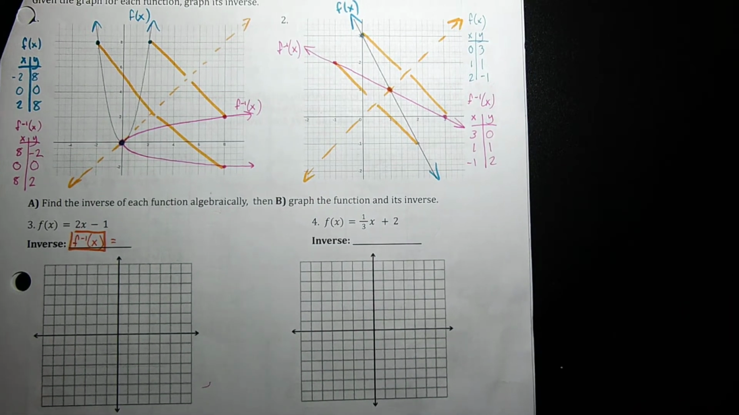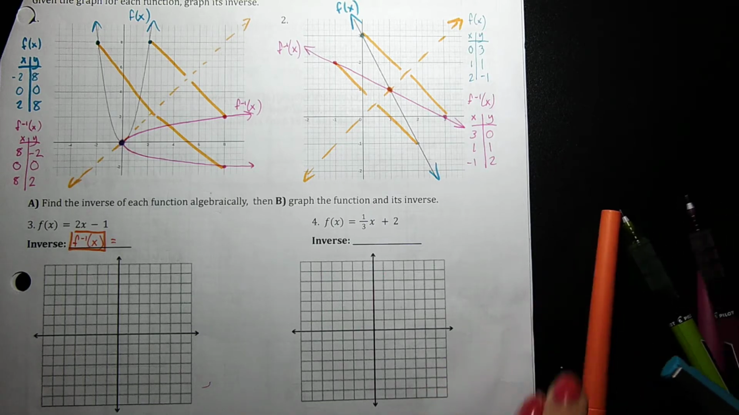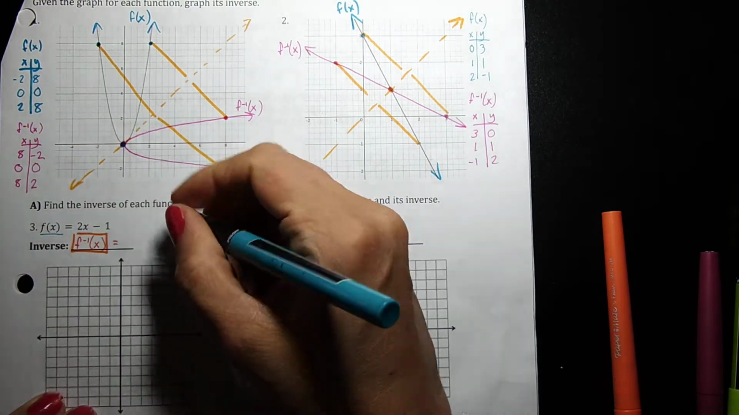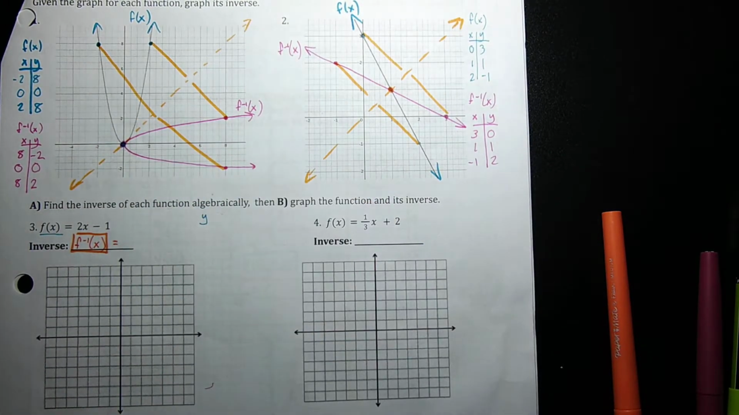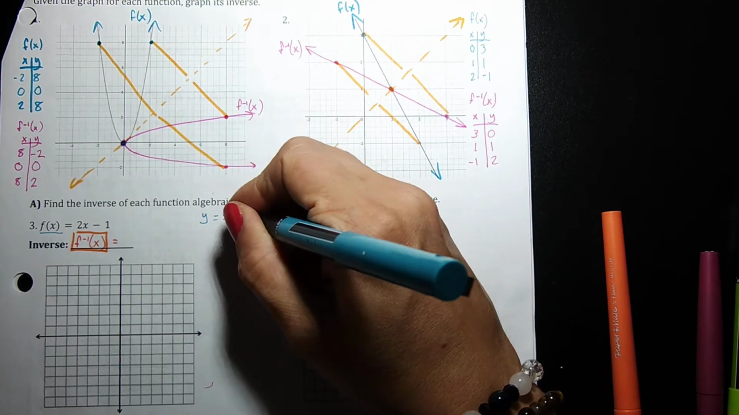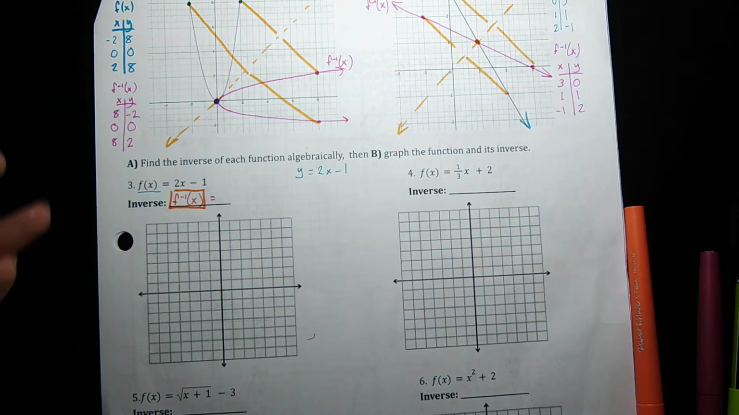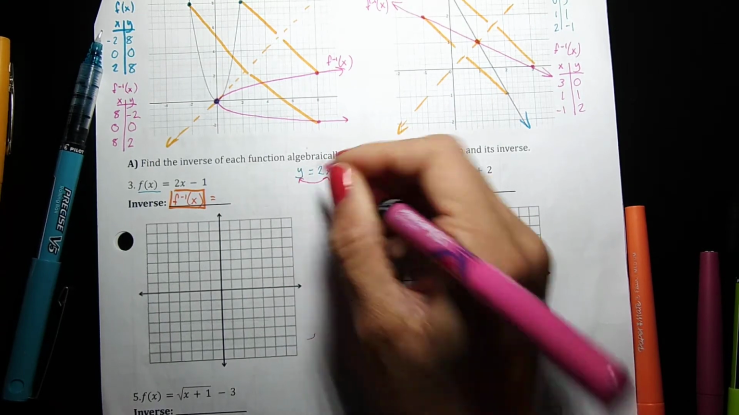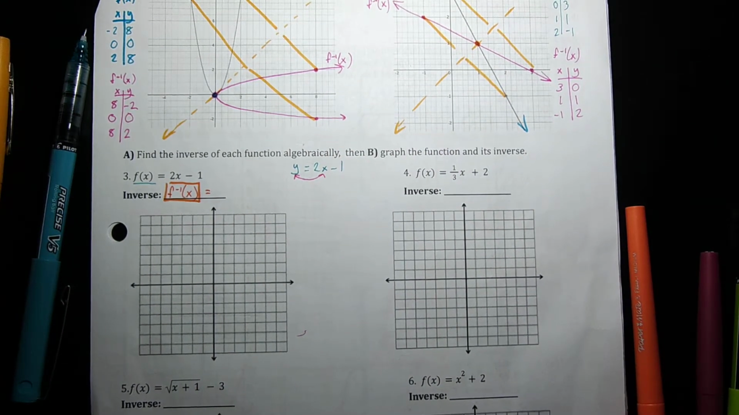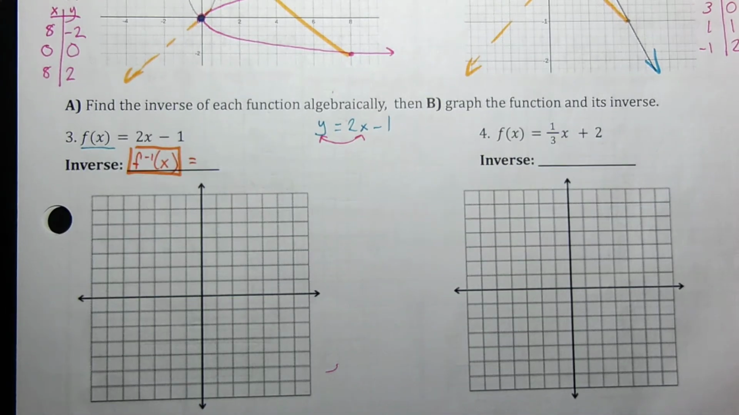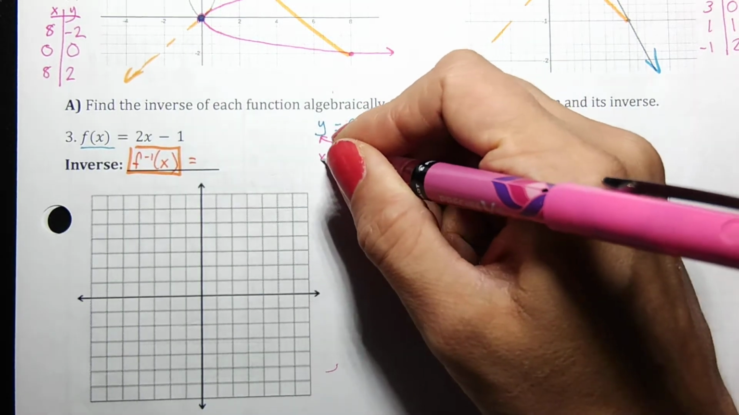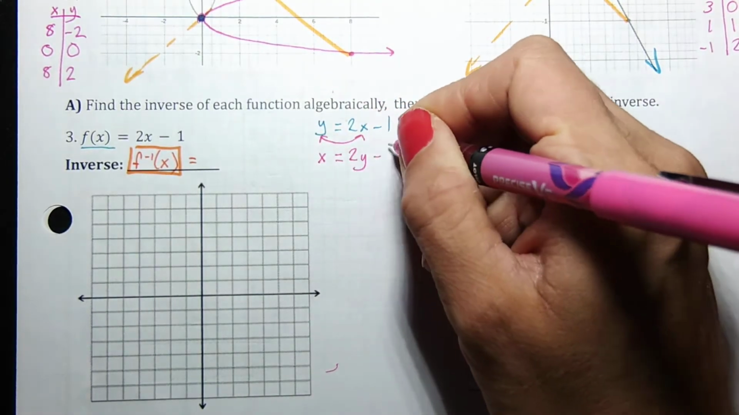The first thing we want to do, well, the big thing we're going to want to do is switch x and y. But first, we need to get a y in this expression. So we're going to replace f of x with y. So y equals 2x minus 1. Now to find the inverse, we switch x and y. Everything else in the equation stays locked in. So I don't do anything with that 2. I don't do anything with that negative 1. I am only flipping the variables. So x equals 2y minus 1.